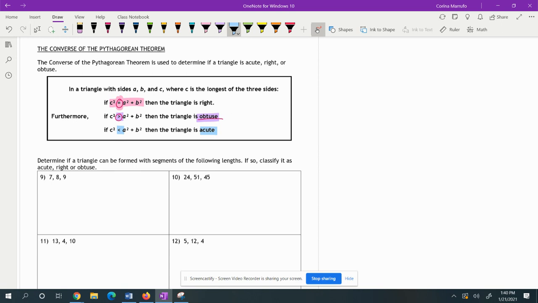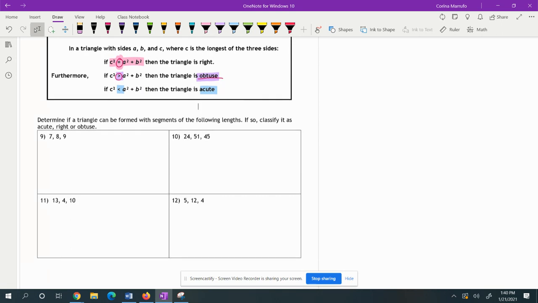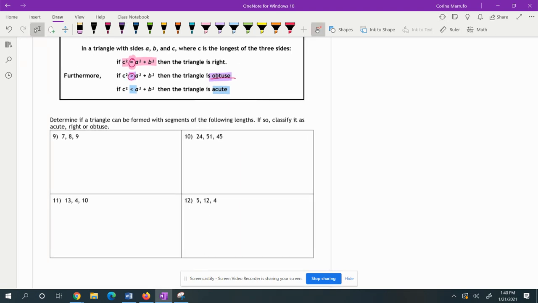So let's go ahead and try them out. Just by looking at the sides, your c squared is your longest side. My longest side here is 9, so I'm going to do 9 squared and leave a little blank for the sign. Then we're going to do a squared plus b squared, which is 7 squared plus 8 squared. I know that 9 squared gives me 81, and 7 squared plus 8 squared gives us 113.